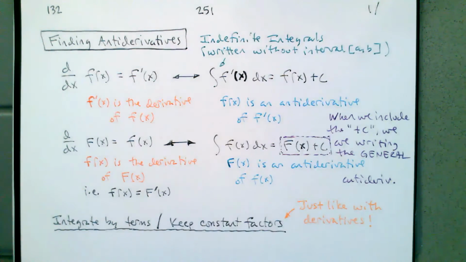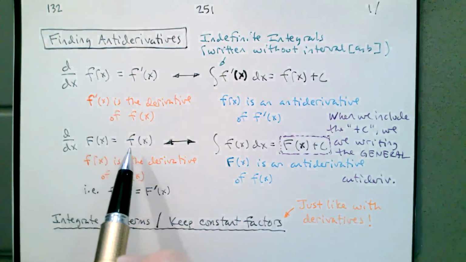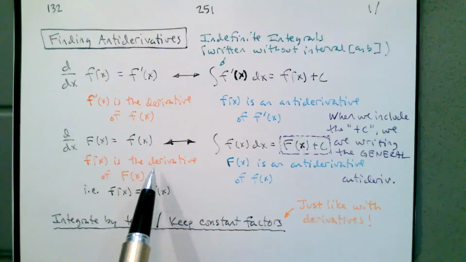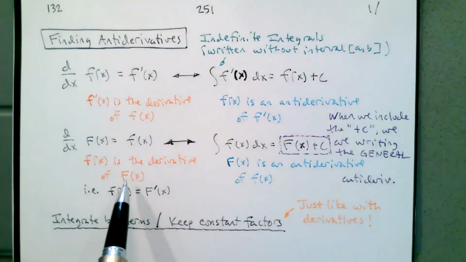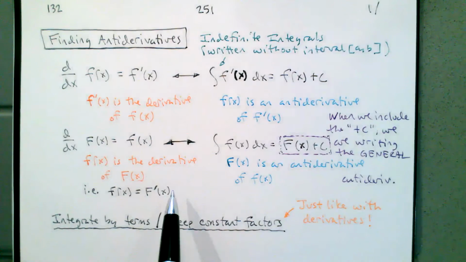A common notation when we're integrating, and we saw this in the fundamental theorem of calculus, is to write the antiderivative with a capital letter. So the derivative of capital F is f of x. So f of x is the derivative of capital F of x. That means that f of x is capital F prime of x.